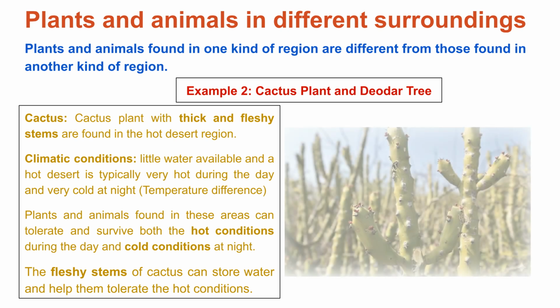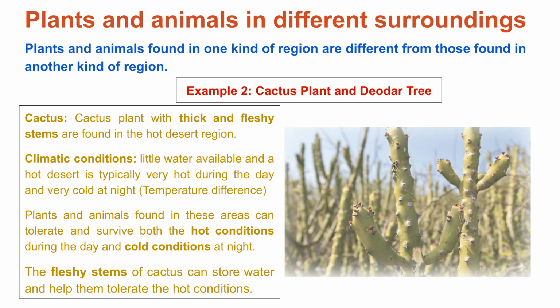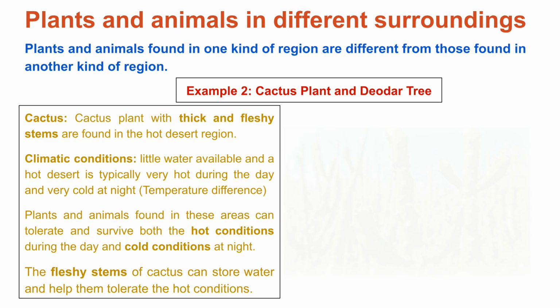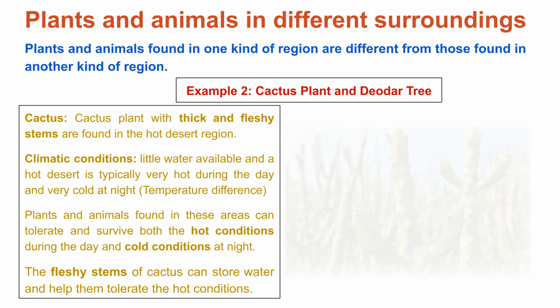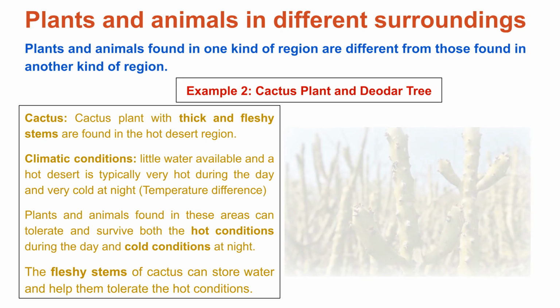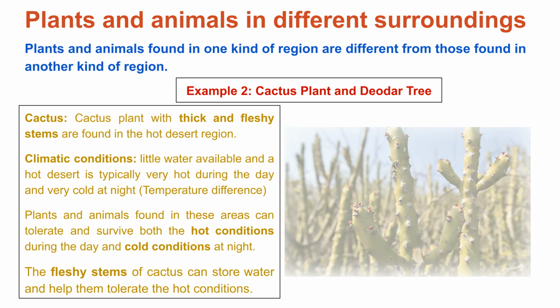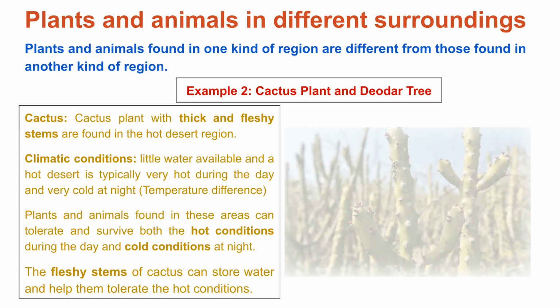So let us see another example of a cactus plant and a Deodar tree, which are found in completely different surroundings. So plants and animals found in one kind of region are different from those found in another kind of region. For example, cactus plants, as you can see in the figure, have thick and fleshy stems. They are found in hot regions. So if we compare the climatic conditions of a hot region, of course, there is very little water available, and the hot desert is very hot during the day and very cold at night.